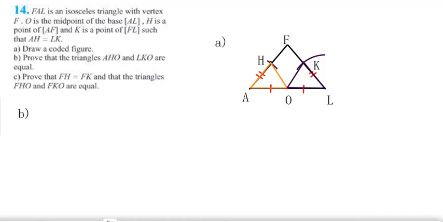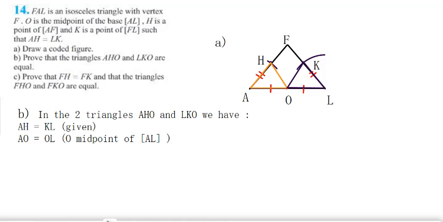So, part B, in the two triangles AHO and LKO, we have, look at the given properties. We have AH is equal to KL, given, and AO is equal to OL, given because O is the midpoint of AL. Now, to prove two triangles are equal, we need three elements. Now, we put two elements, so we need one more. Either a side, to prove it equal by side, side, side, or an including angle between the two respectively equal sides. What are the including angles between these sides? They are A and L.